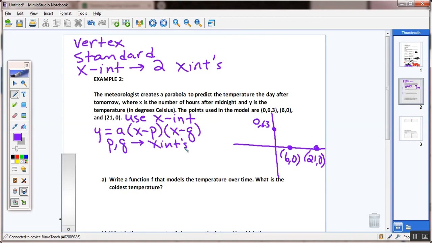Anybody want to guess what 3 variables we need to plug in for to make this work? Vertex form was a, h, and k. Anybody have a guess what we're looking for in X-intercept form? a, p, and q. We need to know a, p, and q. Excellent, Sterling. Good job. Well, p and q represent what again, kids? X-intercepts. Do we know the x-intercepts?